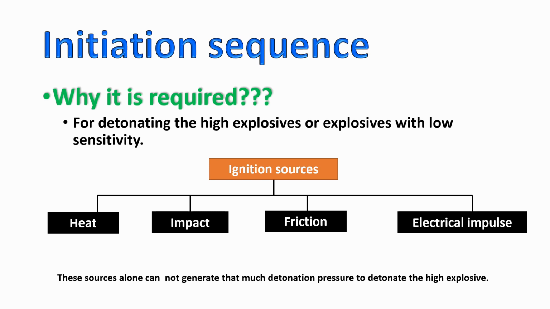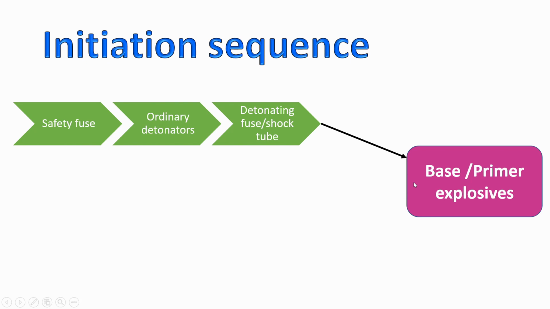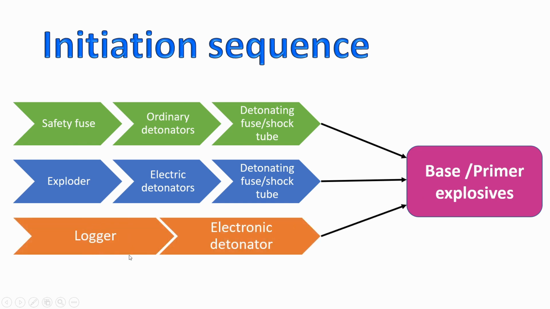Some basic initiation sequences are like this. We're going to detonate the base explosives and the sequences are: safety fuse, ordinary detonator, detonating fuse or shock tube that will initiate the base explosives; then exploder, electric detonator, detonating fuse or shock tube and the base charge; then logger, electronic detonator and the base charge.